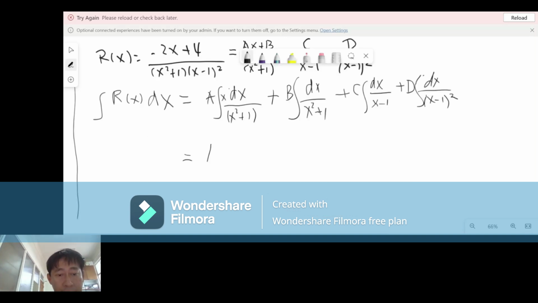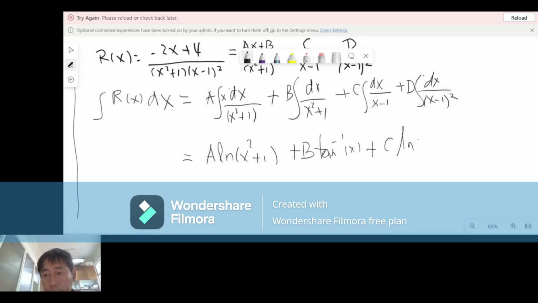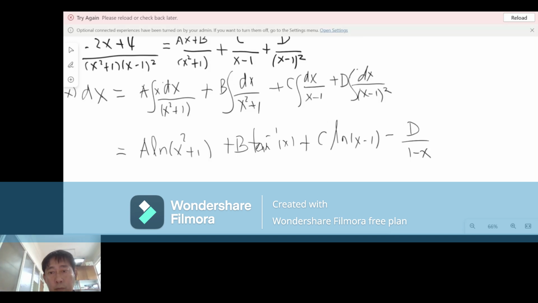We can now fill up all the results of the integrations term by term. The integration of the a term is log of x squared plus 1. Integration involving the b term is b times arctangent of x. Integration involving the c term gives you log of x minus 1, while the integration of the d term is minus 1 over x minus 1. And don't forget, we have an arbitrary constant c at the back.